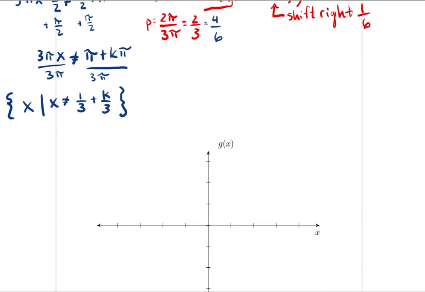So let's do that in green. It's the cosine function, right? But what's happening here? We have a shift to the right of 1/6, a period of 4/6. So I'm kind of thinking that probably what we'll do is, yeah, if we shift it to the right 1/6, let's go ahead and do this. Each of these will be a sixth. A sixth, 2/6, which is a third, 3/6, which is a half, 4/6, which is 2/3, and then 5/6 here.